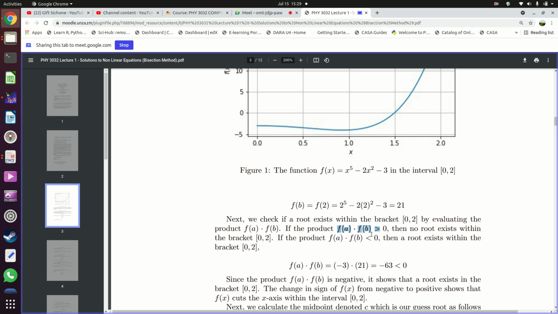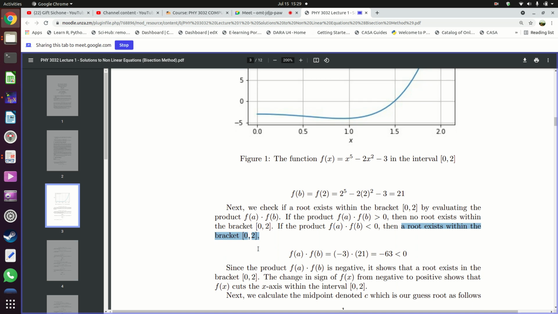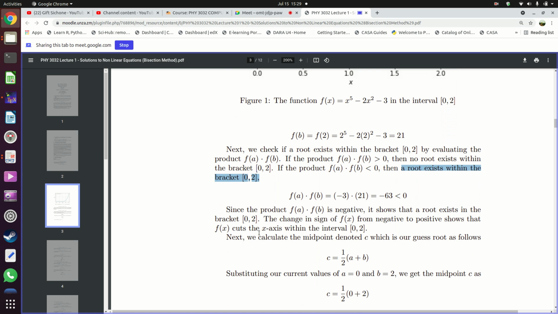Are we clear? So after you work out f of a, which is minus 3, you multiply f of a times f of b, which is 21. If what you get is greater than 0, then it tells you that there is no solution in the bracket you have chosen. But if you multiply f of a times f of b and it gives you a negative product, then it means that the function crossed the x-axis. If the function crossed the x-axis, then a root exists in the bracket you have chosen. One root exists. Are we clear?